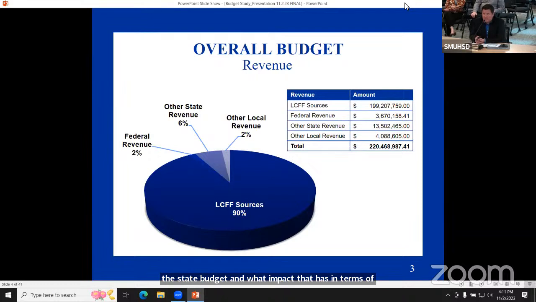So as I noted earlier, we're about a $220 million general fund budget. Of that, just under 200 million comes from LCFF sources, and we'll get into that as we break those down a little bit more.